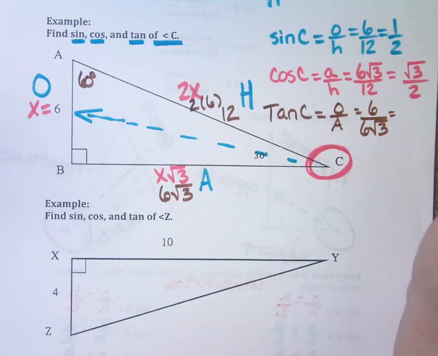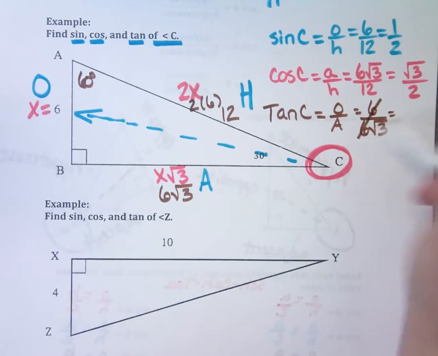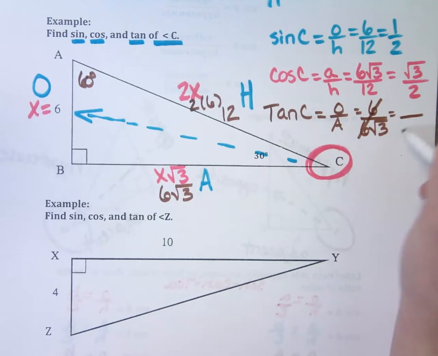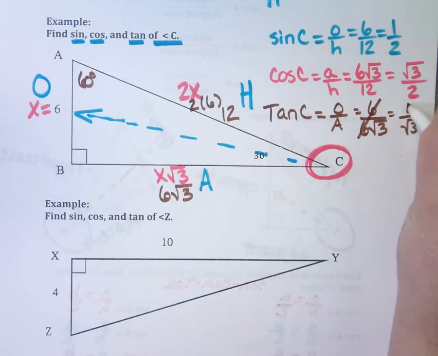Not quite. No. I will have to. These can just cross out, right? 6 divided by 6 is 1. Where's that square root of 3 at? It's at the bottom, so it's still there in the bottom. Now, if nothing else is up top, we've got to put the 1 there.